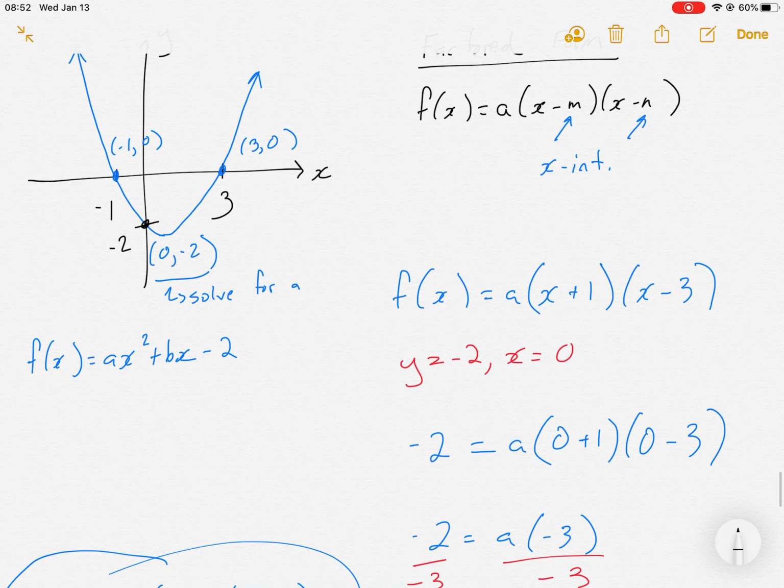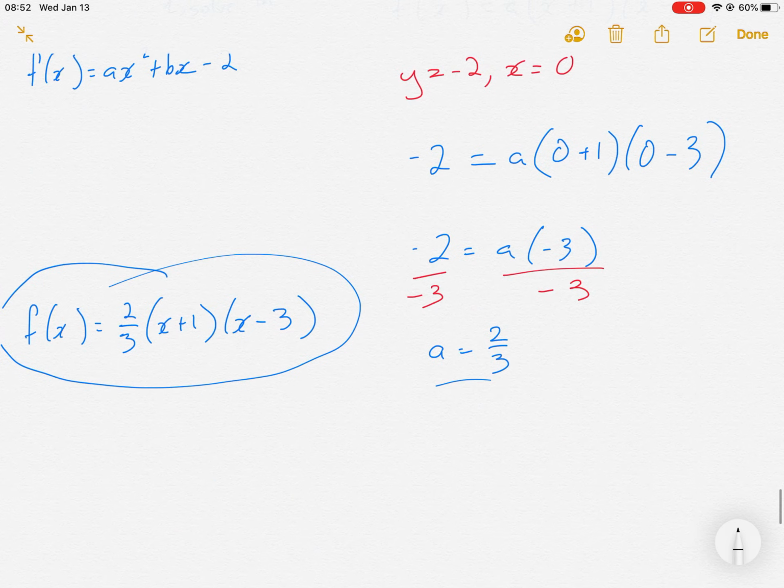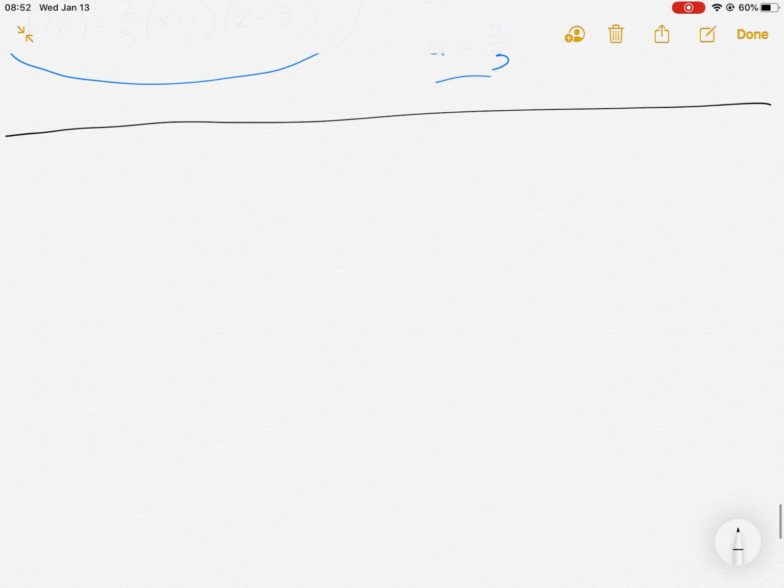So once again, what we did here is we found the x-intercepts first. We plugged those in, and then to solve for a, we just use any point on the graph. In this case, it happened to be the y-intercept, but it doesn't have to be the y-intercept. It could be any point you like. So that concludes finding the equation given a graph. I just want to finish off the lesson with talking a little bit more about finding roots.